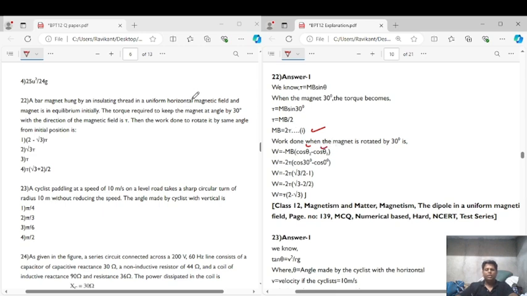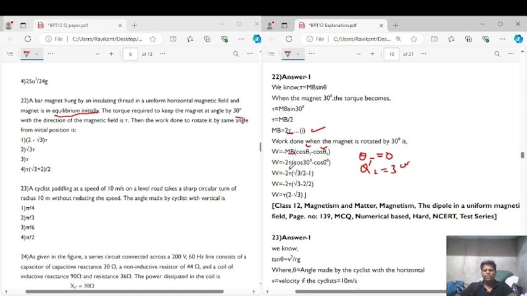So when the magnet is suspended, it is in equilibrium. Equilibrium means the angle between M, the magnetic dipole moment of the magnet, and B, the external magnetic field, is equal to 0. So theta 1 will be taken as 0. And then we need to place the magnet at an angle of 30 degrees, so theta 2 will be taken as 30 degrees, and we have mB as 2 tau.